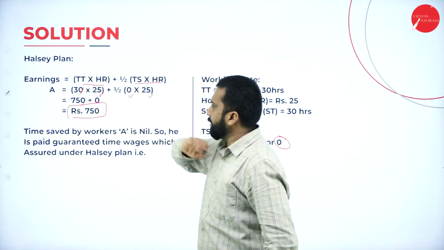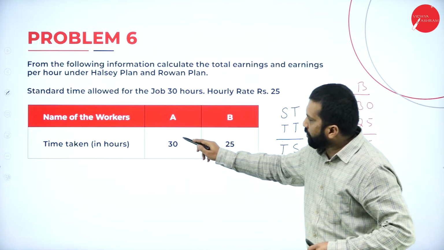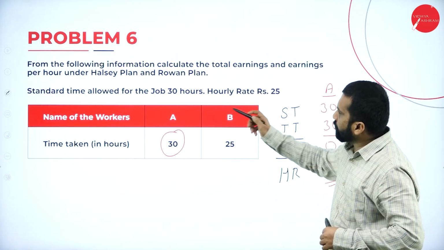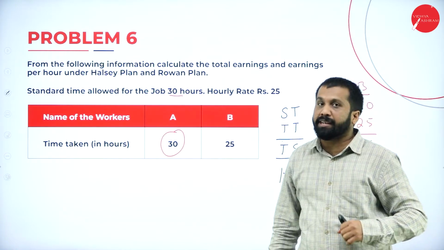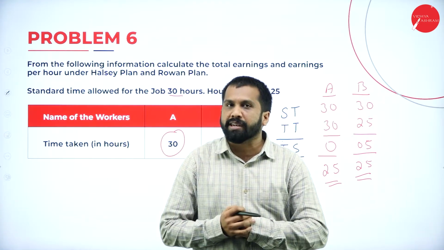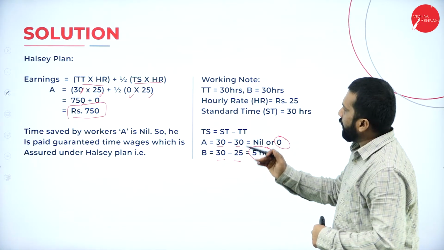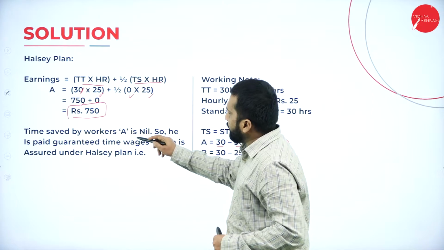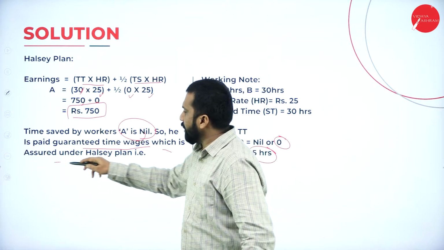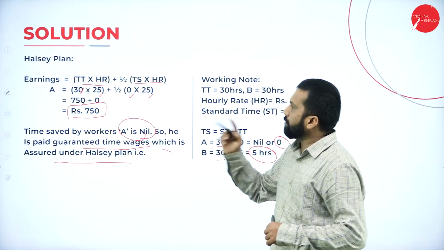Your answer is 750. You may ask the question, sir, if he has taken 31 hours instead of 30, then what is the time saved? Now, what is the standard time? 30. What is the time taken? 31. Time saved will be 0, not minus 1. Time saved you should consider 0. So as per this calculation, time saved by the worker is nil. So he is paid guaranteed time wages, which is assured under the wholesale plan. See, time saved is 0. That's why we go with the assured value.